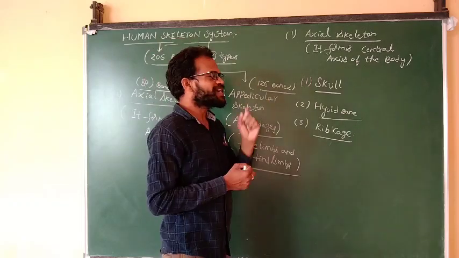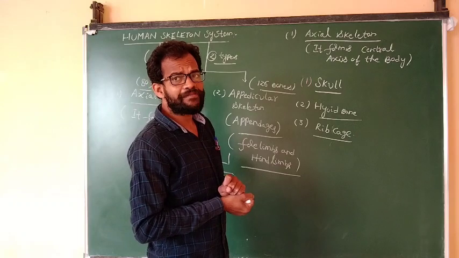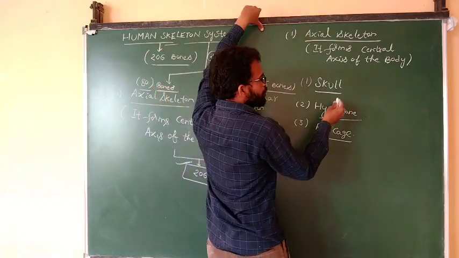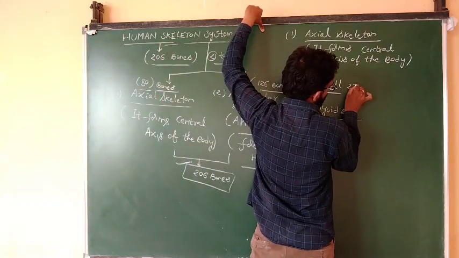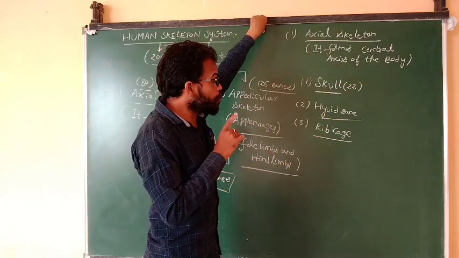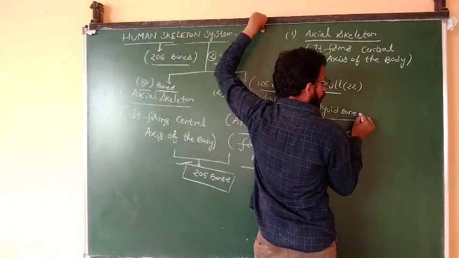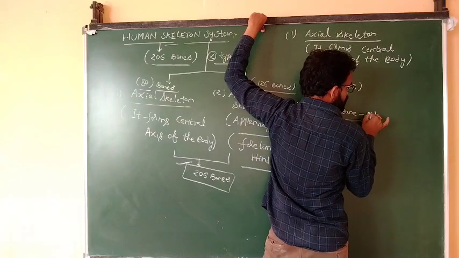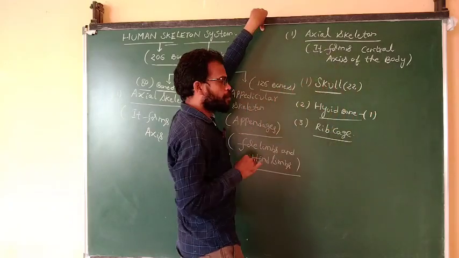Coming to the first one, skull. How many bones are present in the skull? 22 bones are present in the skull. And also, the hyoid bone consists of a single bone. Hyoid bone means tongue bone.